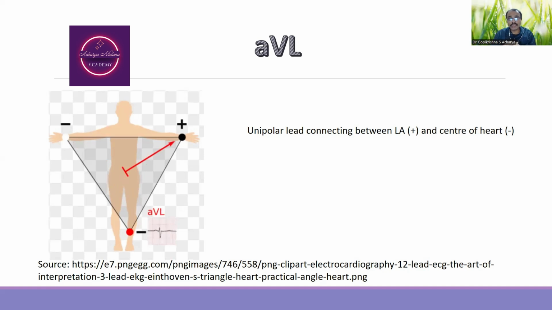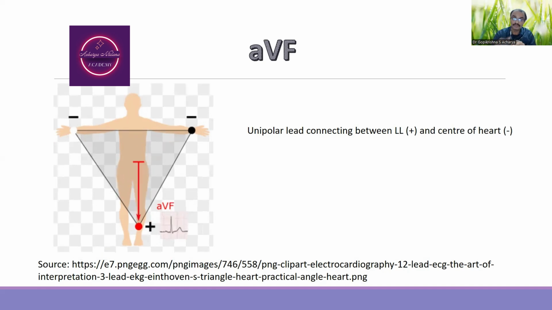When you think about the AVL, it's again a unipolar lead wherein the positive electrode will be connected to the left arm and the negative electrode will be at zero potential. Whereas in AVF, the positive electrode will be connected to the left leg and the negative electrode will be at zero potential.